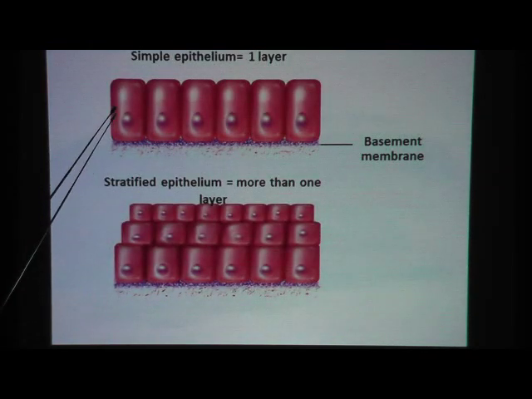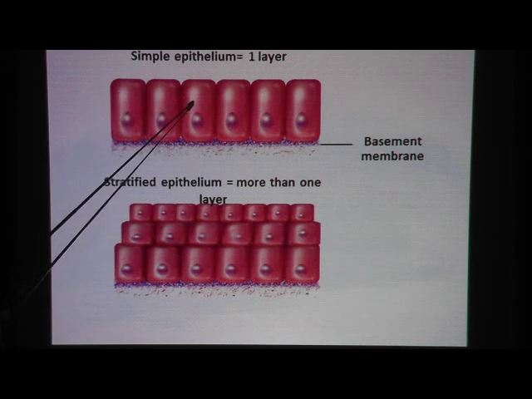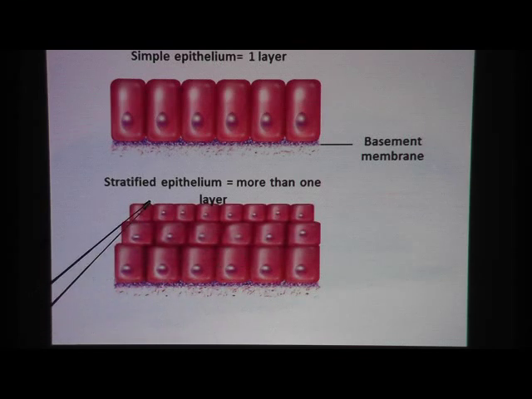If there is only one layer, then we call them simple epithelium. Remember, the basement membrane is where the epithelium ends. If there are more than one layer, such as in this case, there's one, two, three layers, then we call this stratified epithelium.